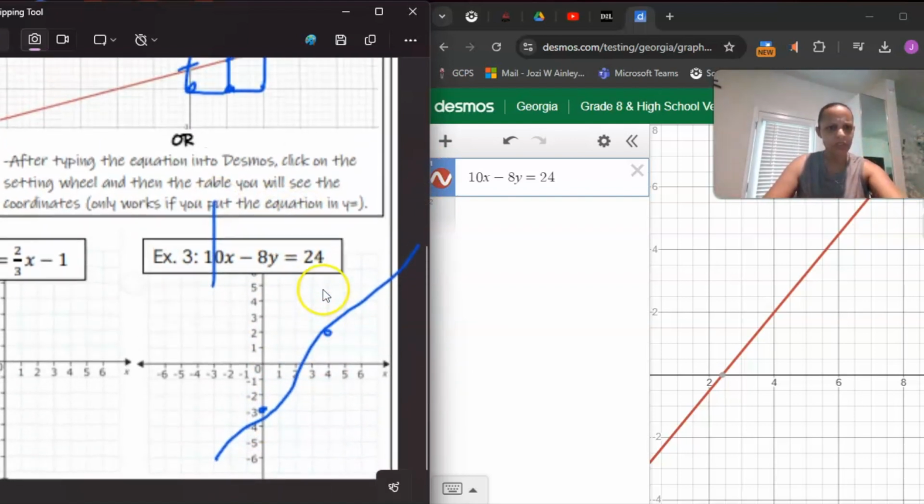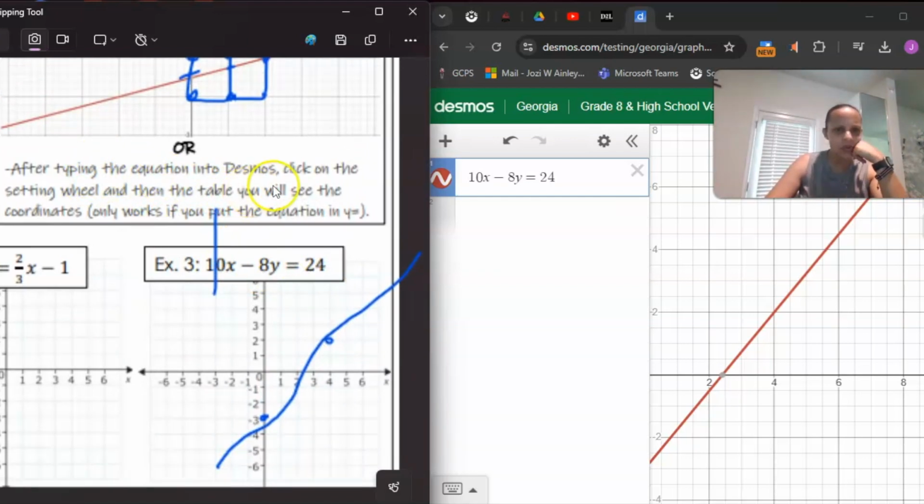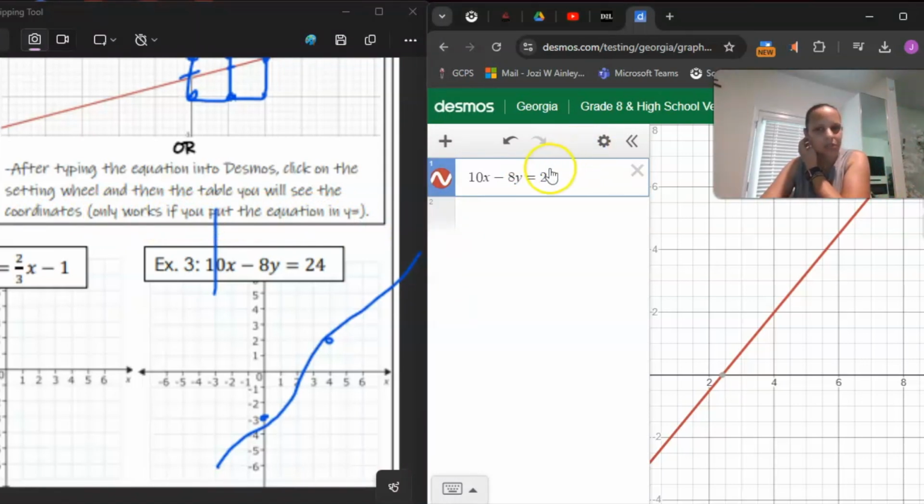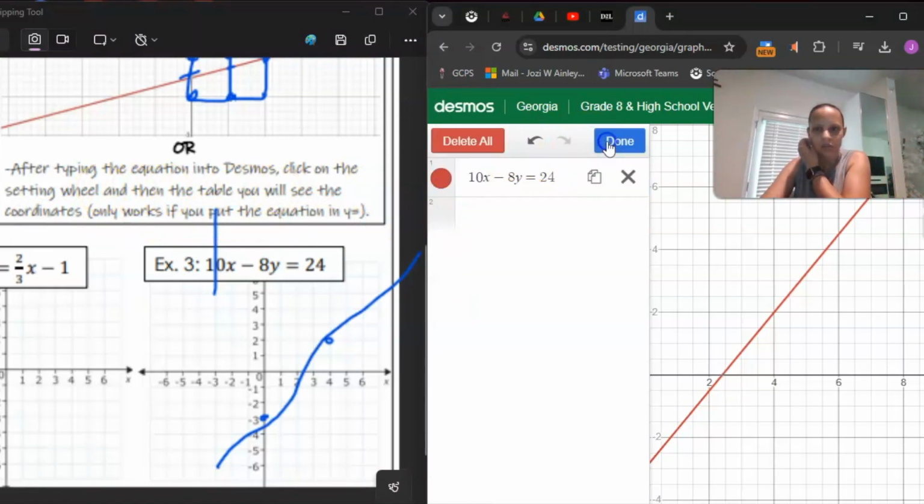Method three, excuse me, let's see what method three is. After typing the equation into Desmos, click on the setting wheel and then table, and you will see the coordinates. This only works if you put the equation in y equals. So I'm going to double check that, because sometimes it works, sometimes it doesn't. So it says click the setting wheel, boom. All right, I don't have a table. That's why it's saying it only works if you put the equation in y equals.